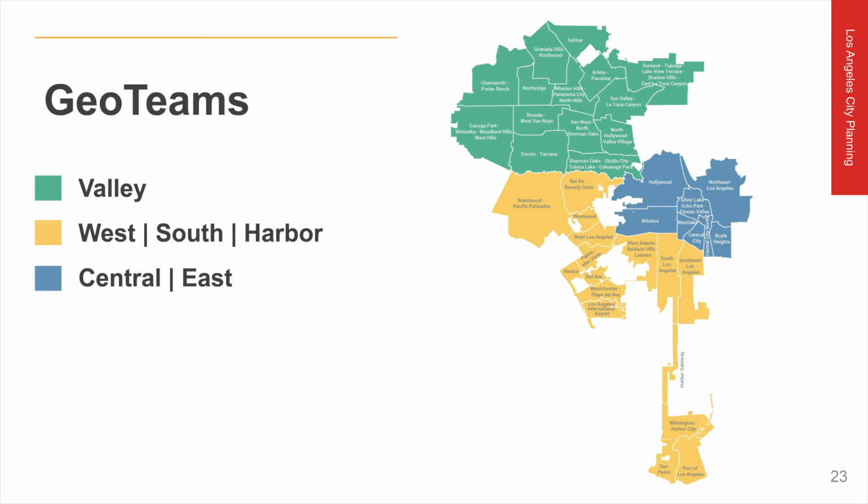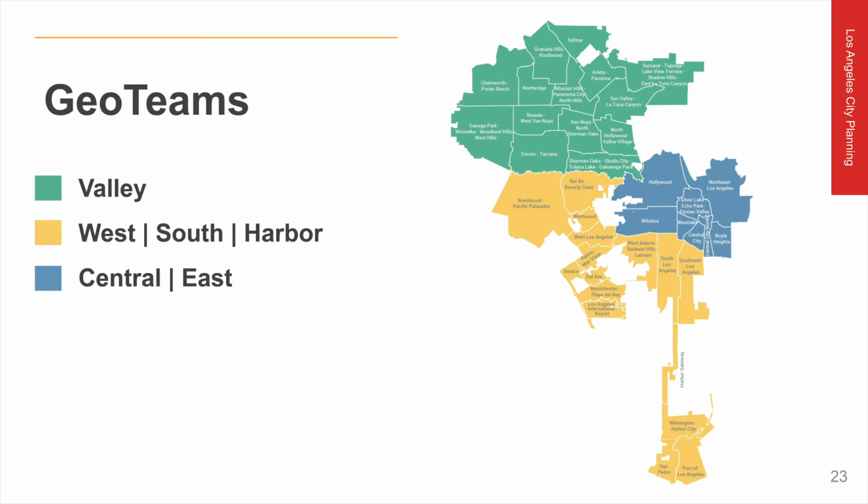For example, project planners assigned to the Central and East geographic areas are well versed in hillside regulations and topics related to the sign district, given their presence in parts of downtown and Hollywood. On the other hand, the West, South, and Harbor planners tend to be more conversant with coastal land use regulations and the intersection of land use and health, given the long-standing environmental justice issues in regions of the city such as Harbor and South Los Angeles.